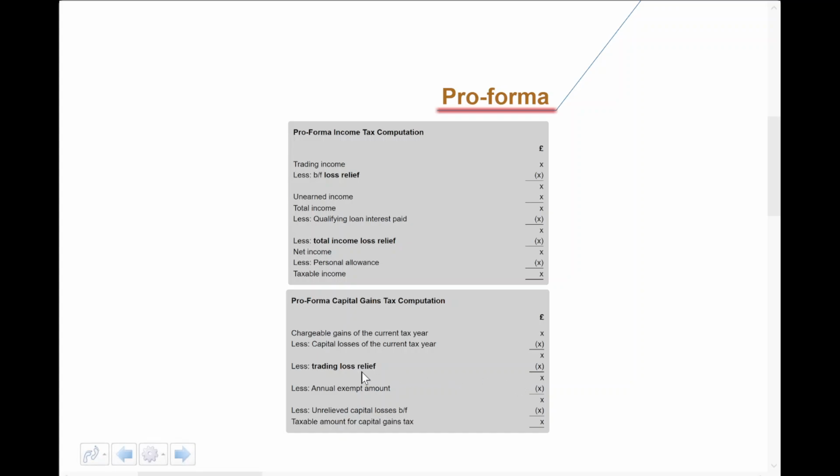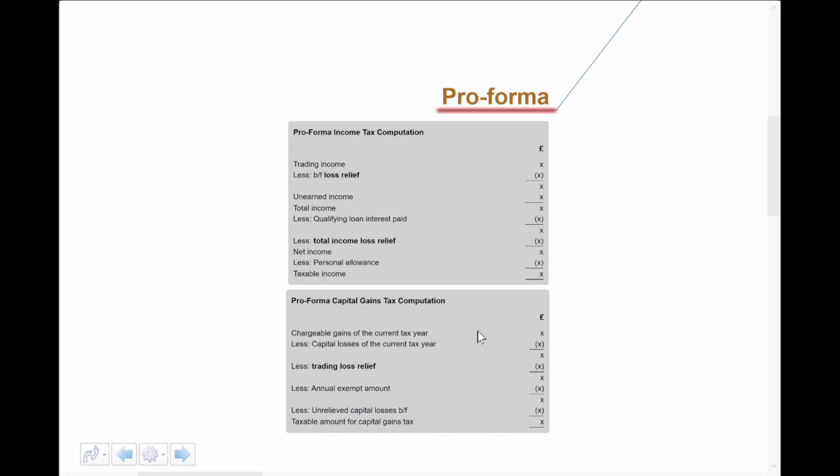And note where the trading loss relief happens. We take chargeable gains for the current year first, and then capital losses for the current tax year, then the trading loss relief. Let's not forget the annual exempt amount, and then after that, the unrelieved capital losses brought forward. In this order, what students tend to do is they get confused.